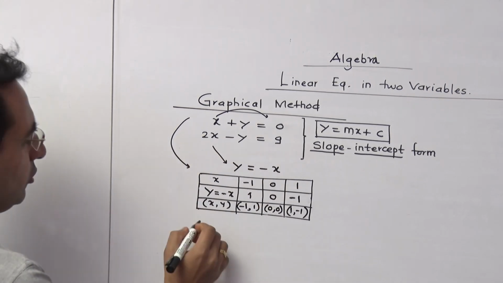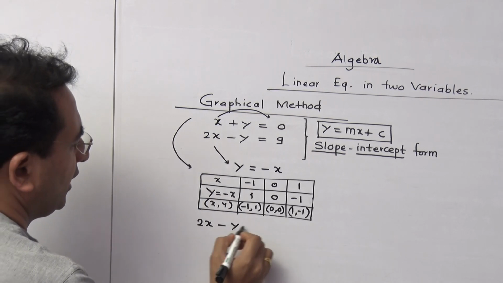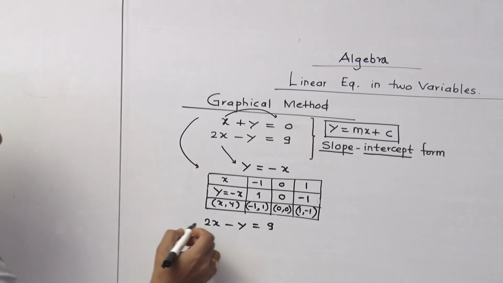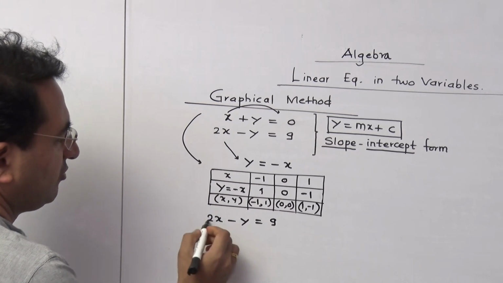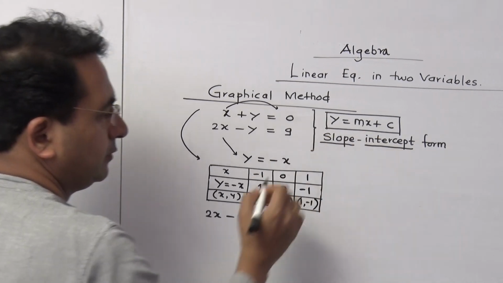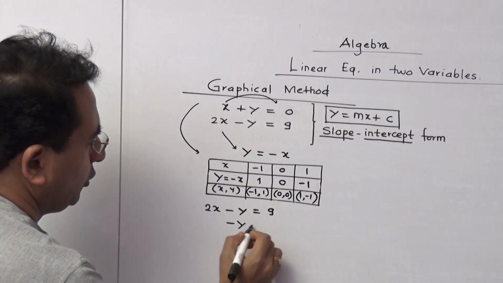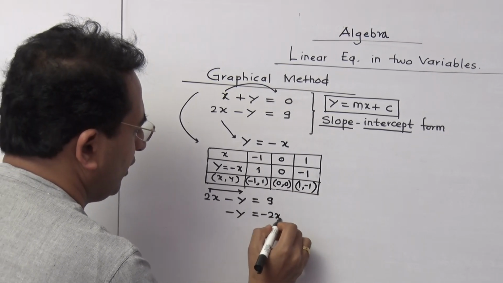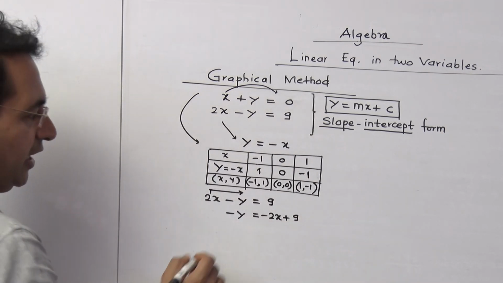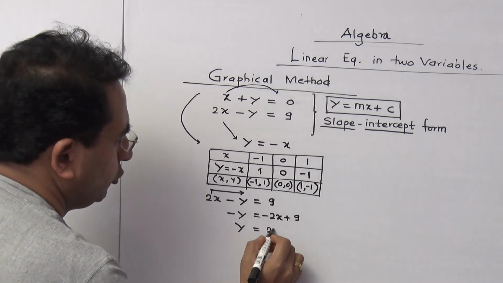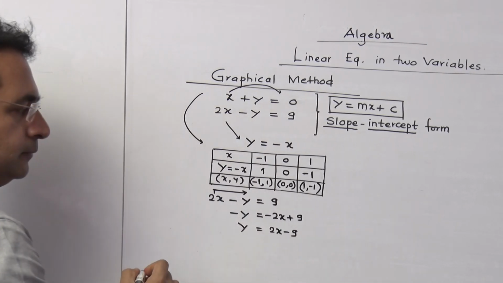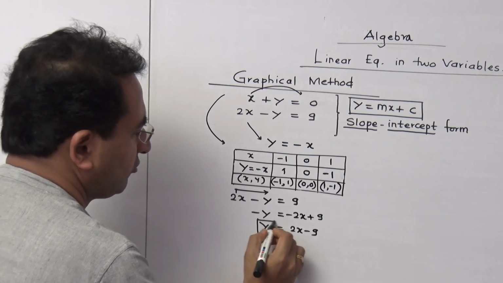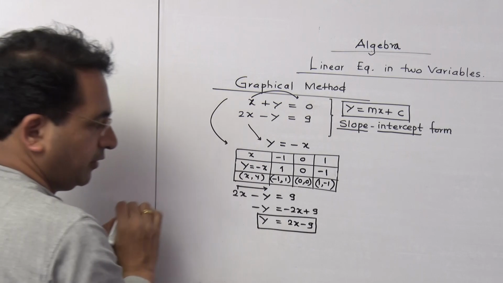Now let us go for this equation. 2x minus y is equal to 9. Again I repeat, 2x minus y is equal to 9. Now this equation is to be converted like this. So I should write y is equal to, and this 2x will be transferred to the other side. It becomes minus y is equal to minus 2x plus 9. Then we have to write y is equal to 2x minus 9. Correct? This equation is now in the standard form for the graph method.